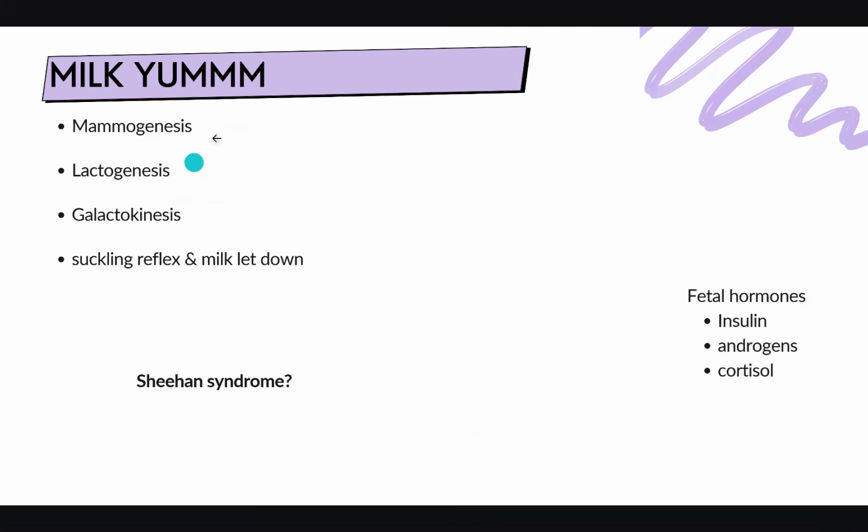Okay, now moving on to mammogenesis. What are the hormones responsible for mammogenesis, not the production, but the growth of the breast itself? We have three hormones: estrogen, progesterone, and prolactin, all right? What about lactogenesis, which is the production of milk? For this, we have prolactin. What about galactokinesis, which is the letdown of milk from the breasts to the outside? This happens by oxytocin, very important, okay? This is because of oxytocin.